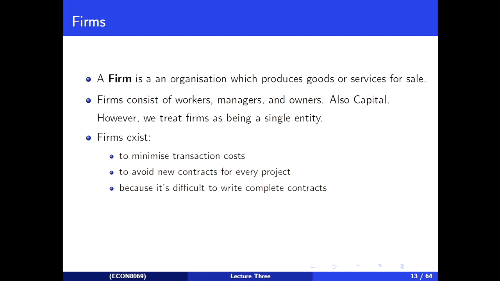So we talk about the reason why we think firms exist. The main thing here is to minimize transaction costs, right?